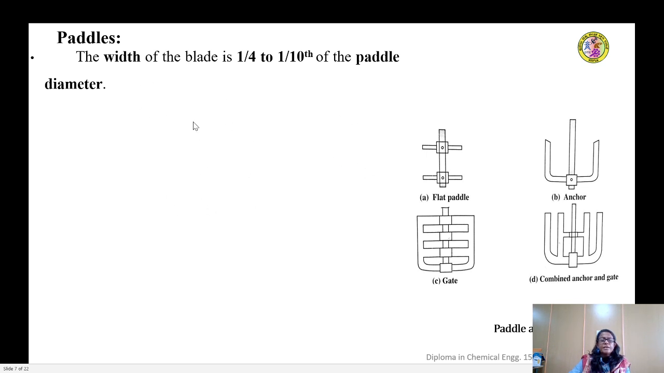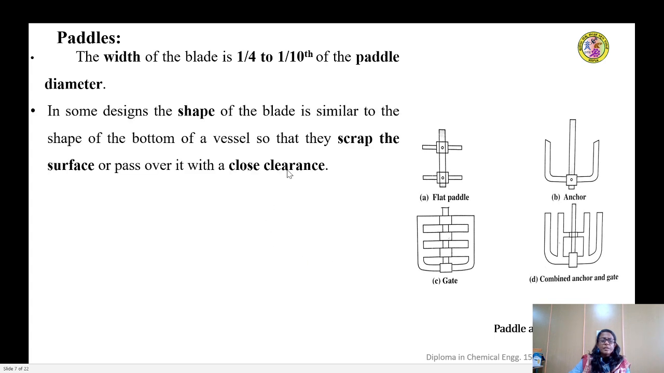Let's continue again. The width of the blade is around 1/4 to 1/10 of the paddle diameter. The width means this width. So this width will be about 1/4 to 1/8 of the agitator diameter. In some designs, the shape of the blade is similar to the shape of the bottom of the vessel, as you can make out in the second, third, and fourth figures. It is B, C, and D.